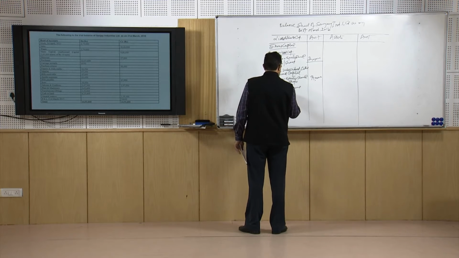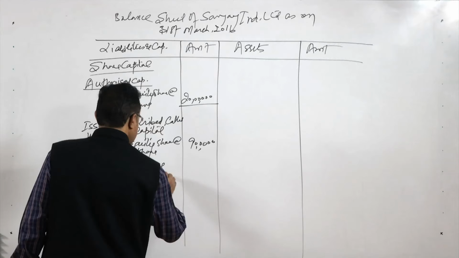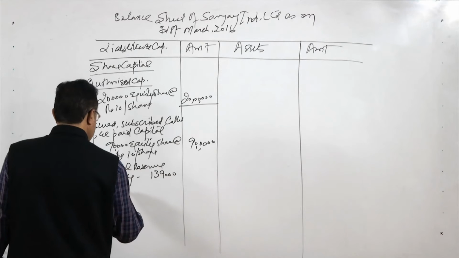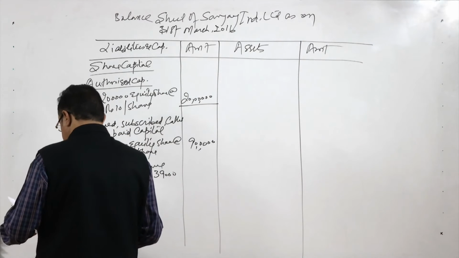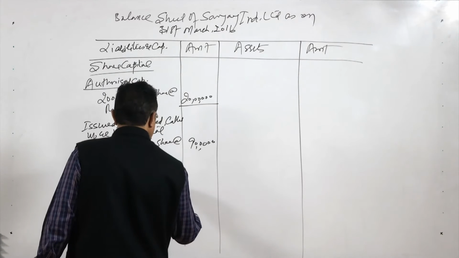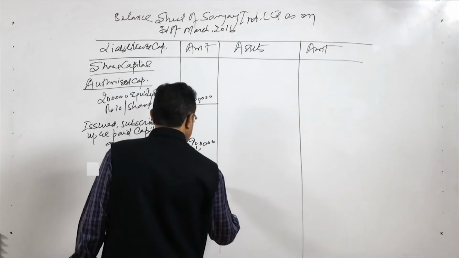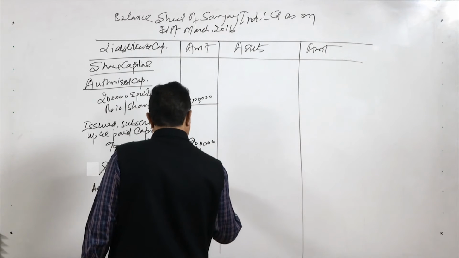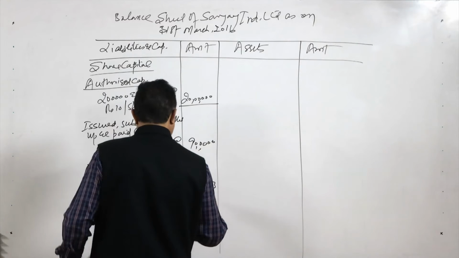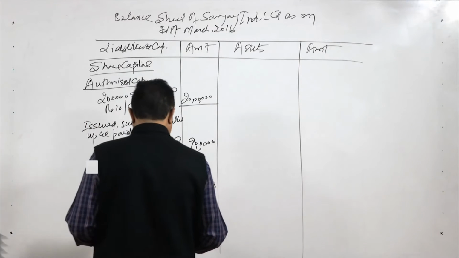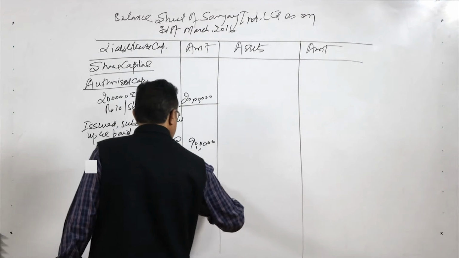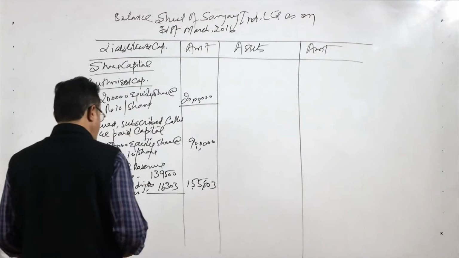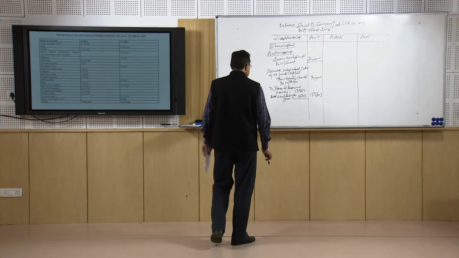Here it is existing 1,39,500, add created during the year. How much have we created during the year as a general reserve? That is 16,303. So the total amount of the general reserve works out as 1,55,803.